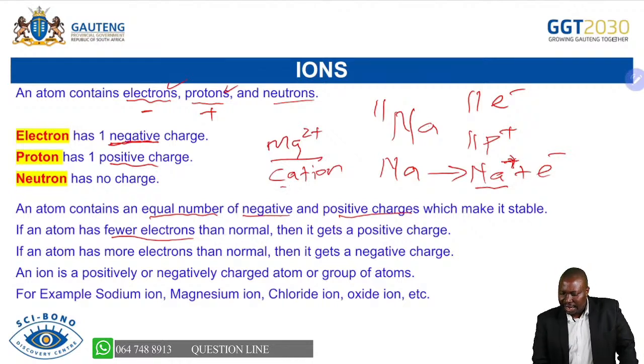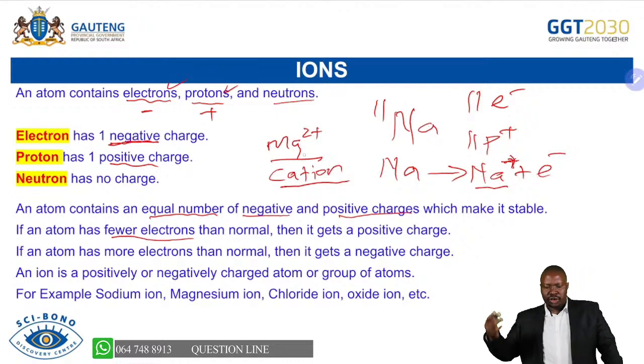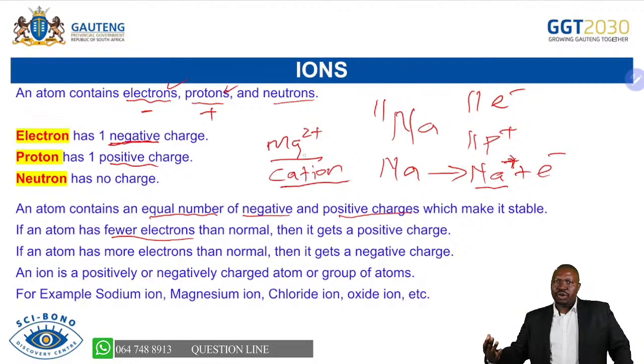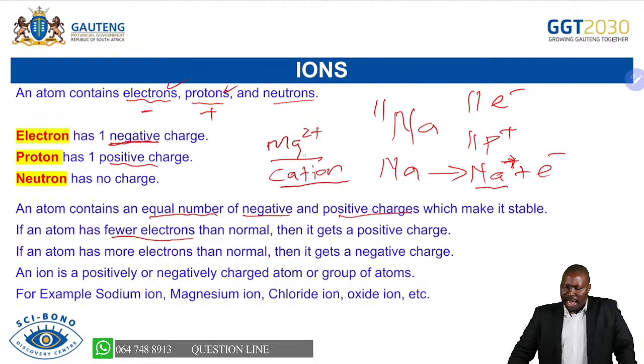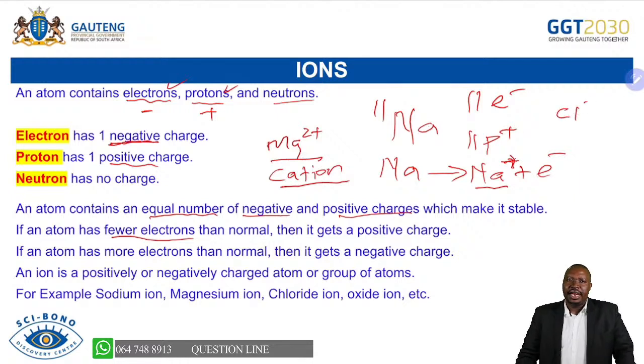So we are saying that a cation shows that we have lost an electron. When there is a 2 plus, it means we have lost 2 electrons. When it's a 3 plus, it means we have lost 3 electrons. And you must understand the meaning of a negative charge. For example, I can write chlorine minus. When I say chlorine minus, I'm saying that chlorine has gained an electron because it's minus 1.